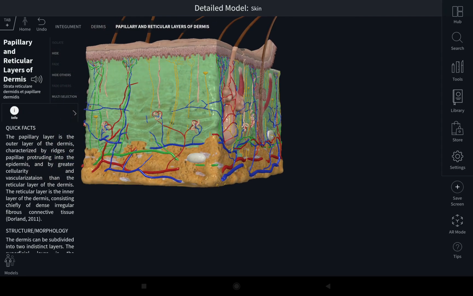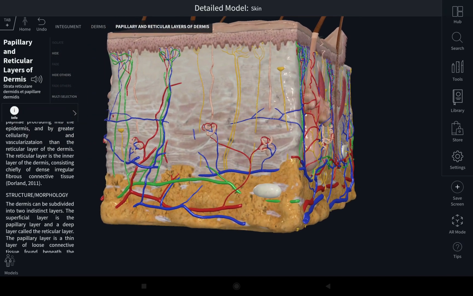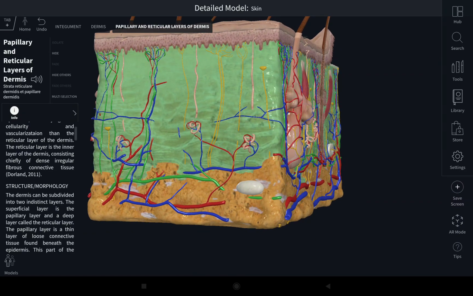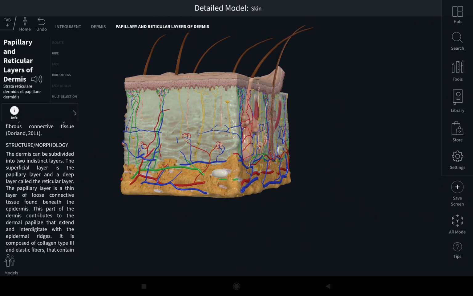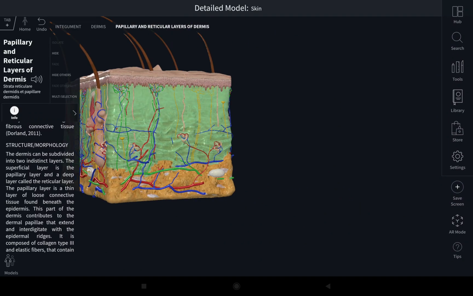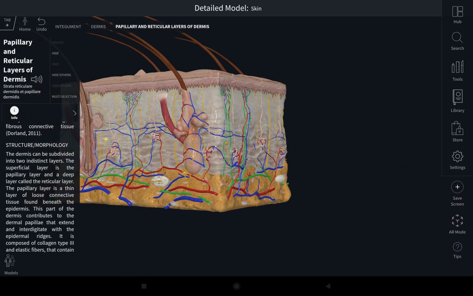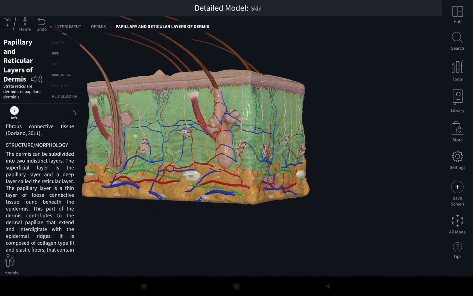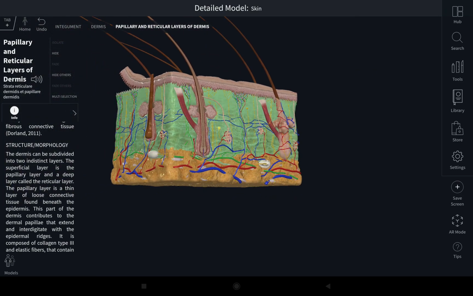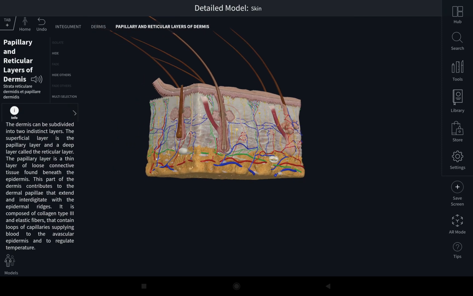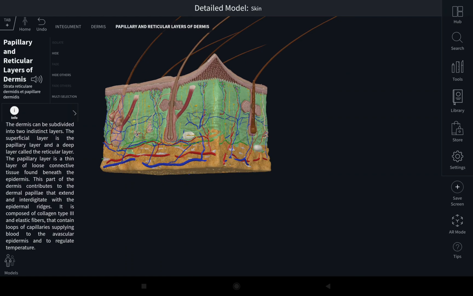The dermis can be subdivided into two distinct layers. The superficial layer is the papillary layer and a deep layer called the reticular layer. The papillary layer is a thin layer of loose connective tissue found beneath the epidermis. This part of the dermis contributes to the dermal papillae that extend and interdigitate with the epidermal ridges. It is composed of collagen type 3 and elastic fibers that contain loops of capillaries supplying blood to the avascular epidermis and to regulate temperature.